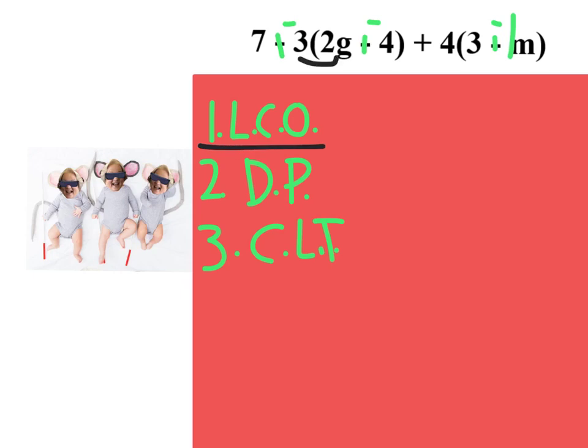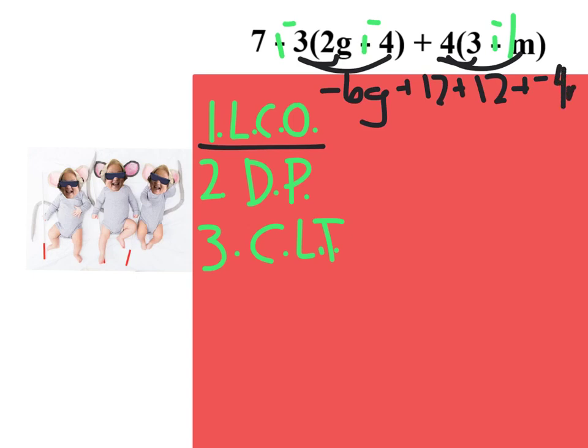Distributive property. 1 negative makes this negative. 2 negatives makes this positive. 1 negative makes this negative. And then don't forget the 7 that we had at the beginning. Now I'm doing the third step because we've done the second step. Combine like terms. So anything that matches I'm going to put together.